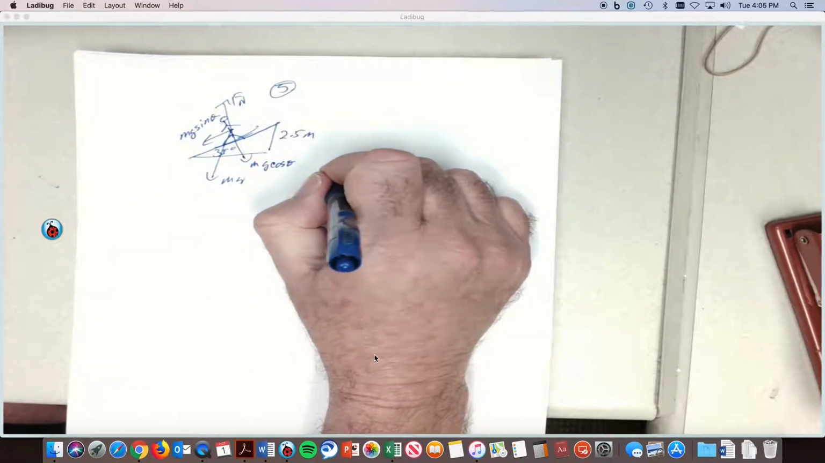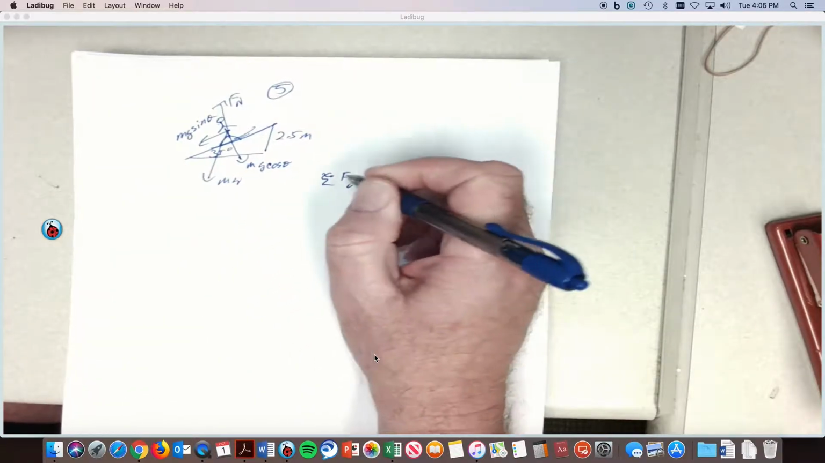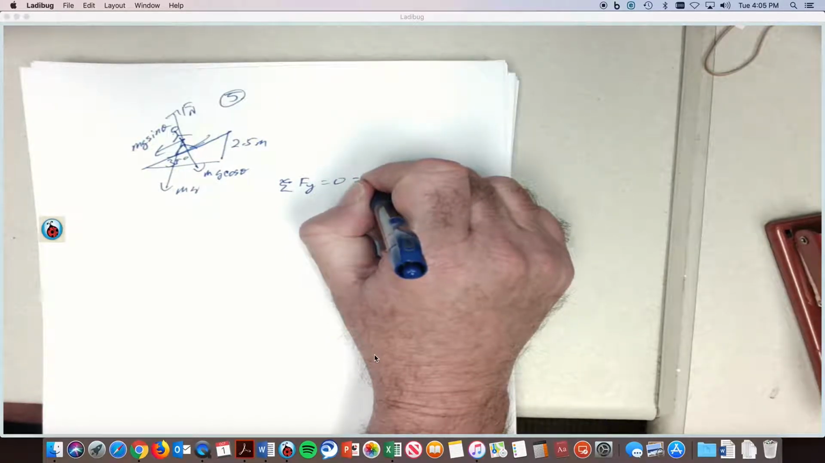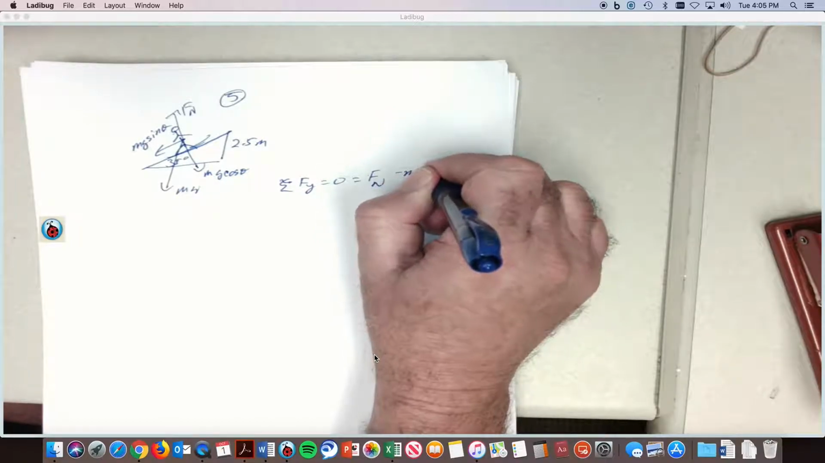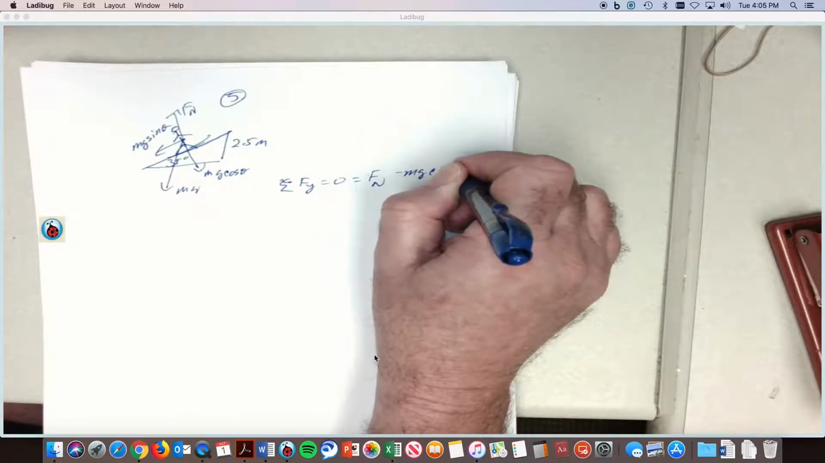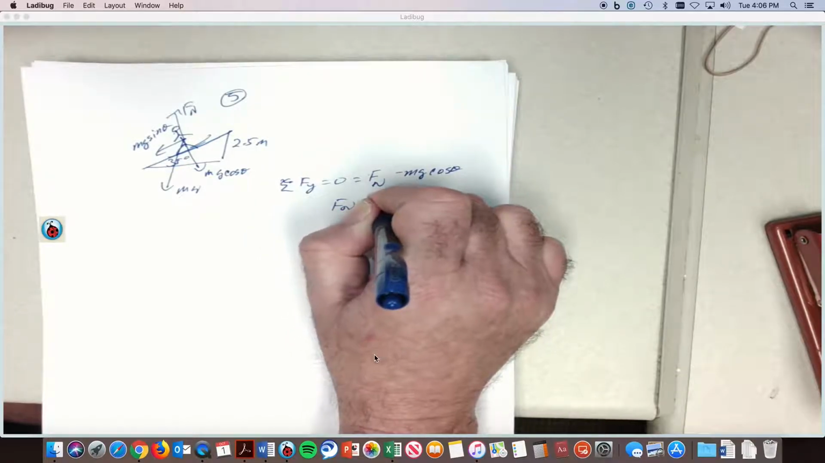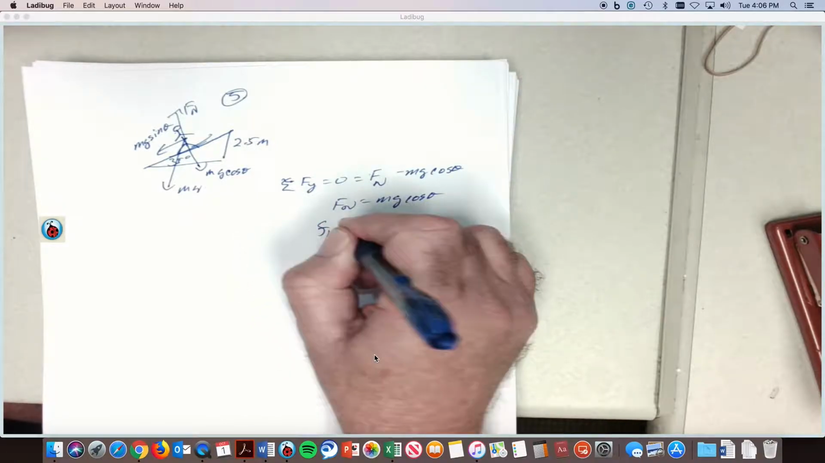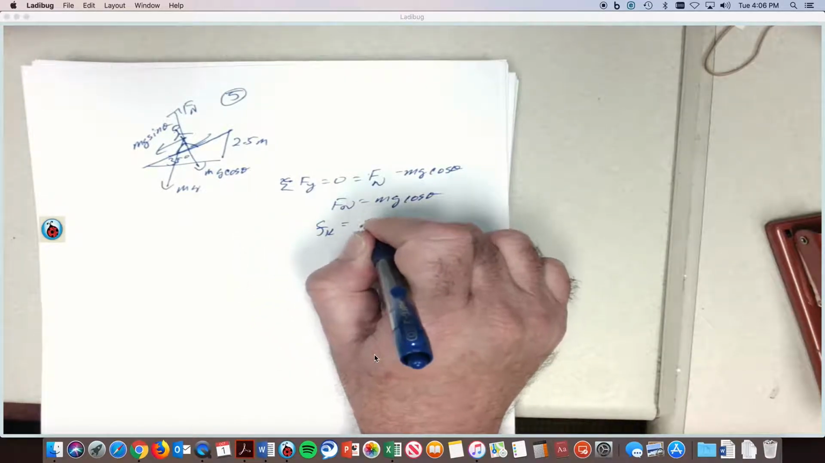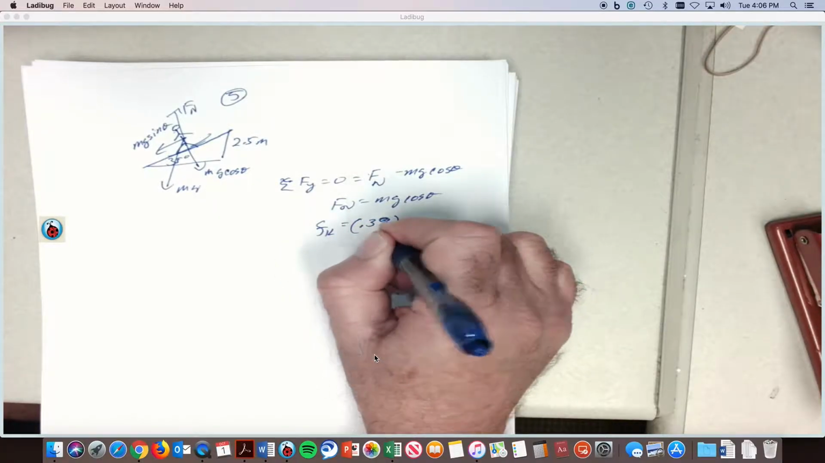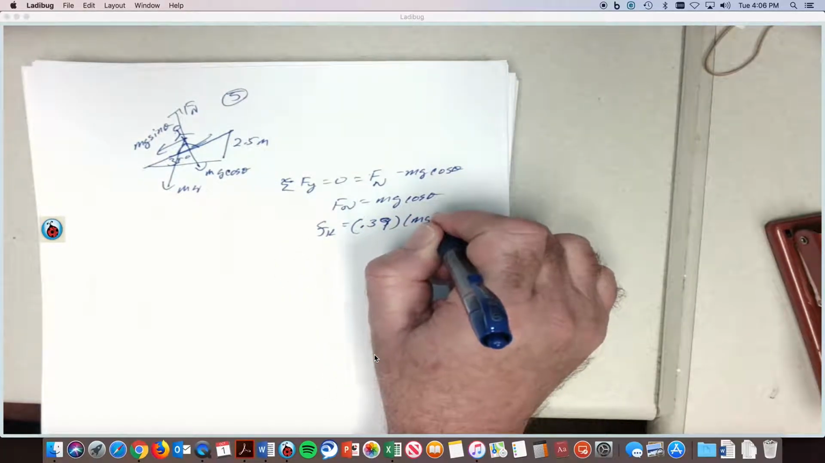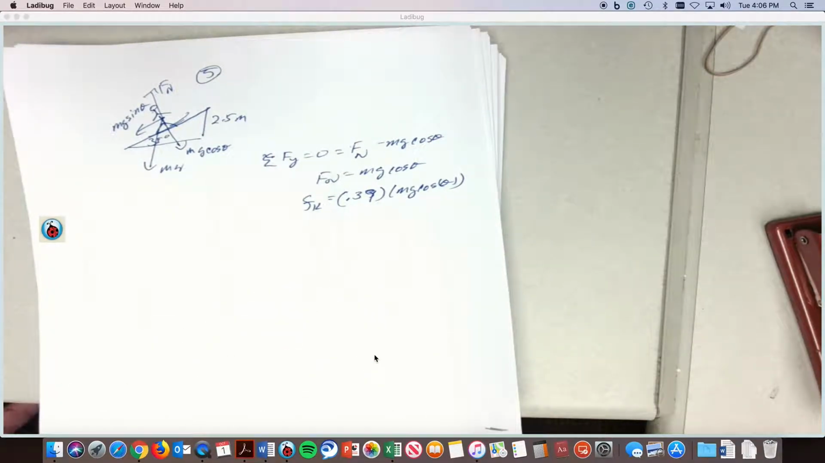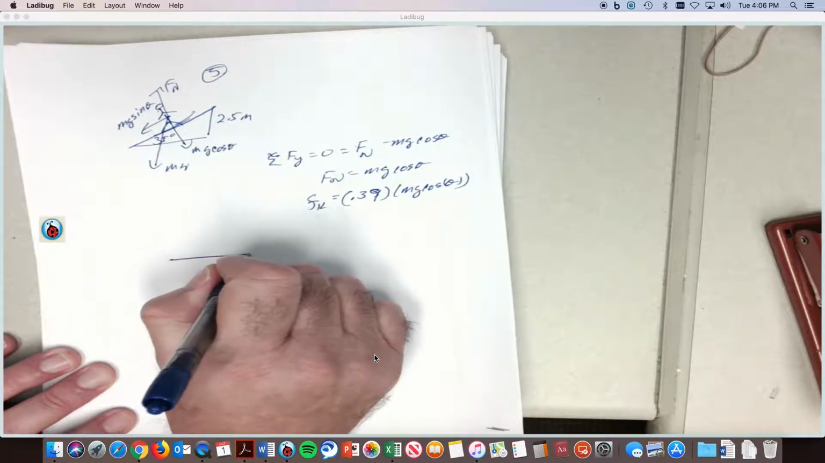All right, so the sum of the forces in the y direction is equal to 0, which is equal to the normal force minus mg cosine theta. So the normal force is equal to mg cosine theta. And the frictional force then is 0.39, which is the coefficient of friction, times mg cosine theta. All right? So that's the frictional force. We've got that. Now let's just put her on a flat ground.